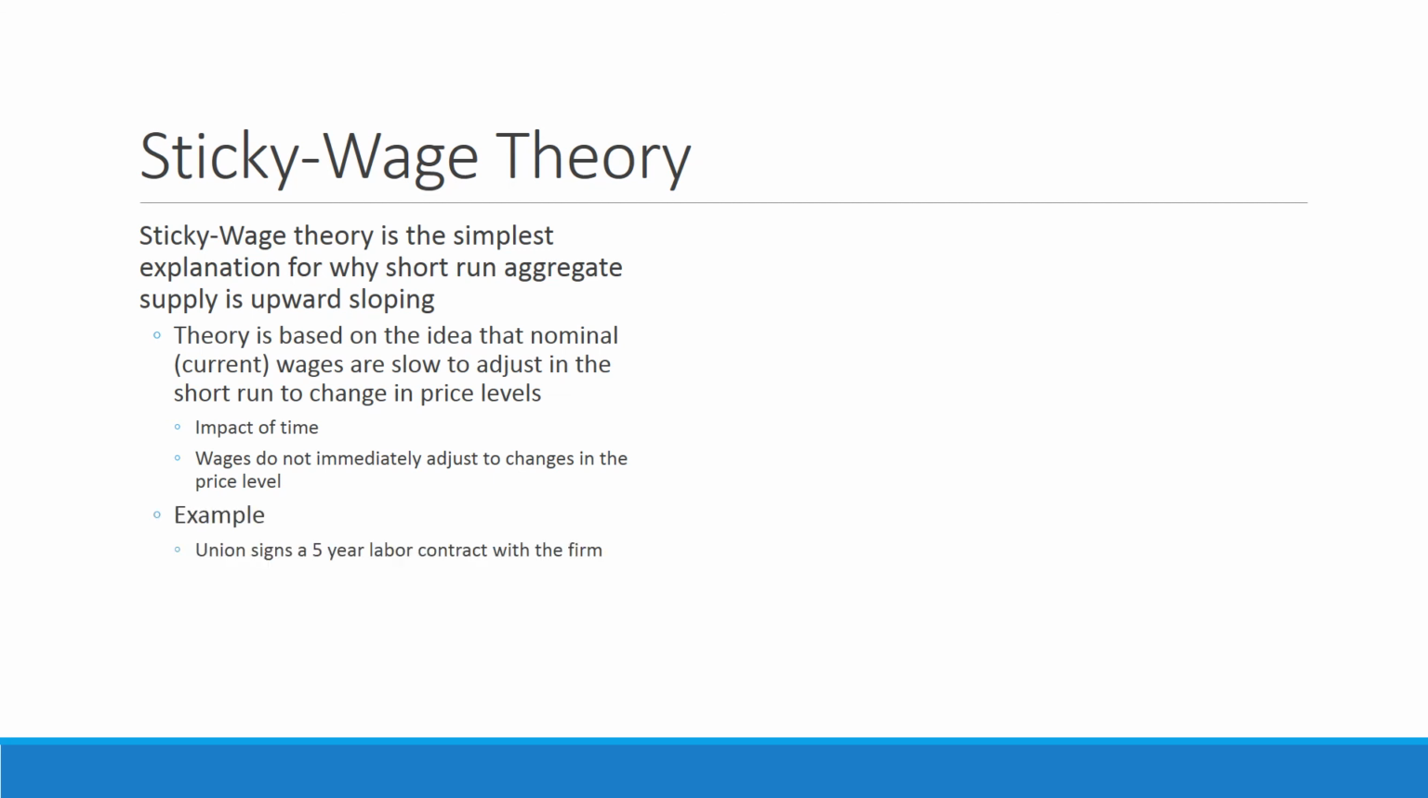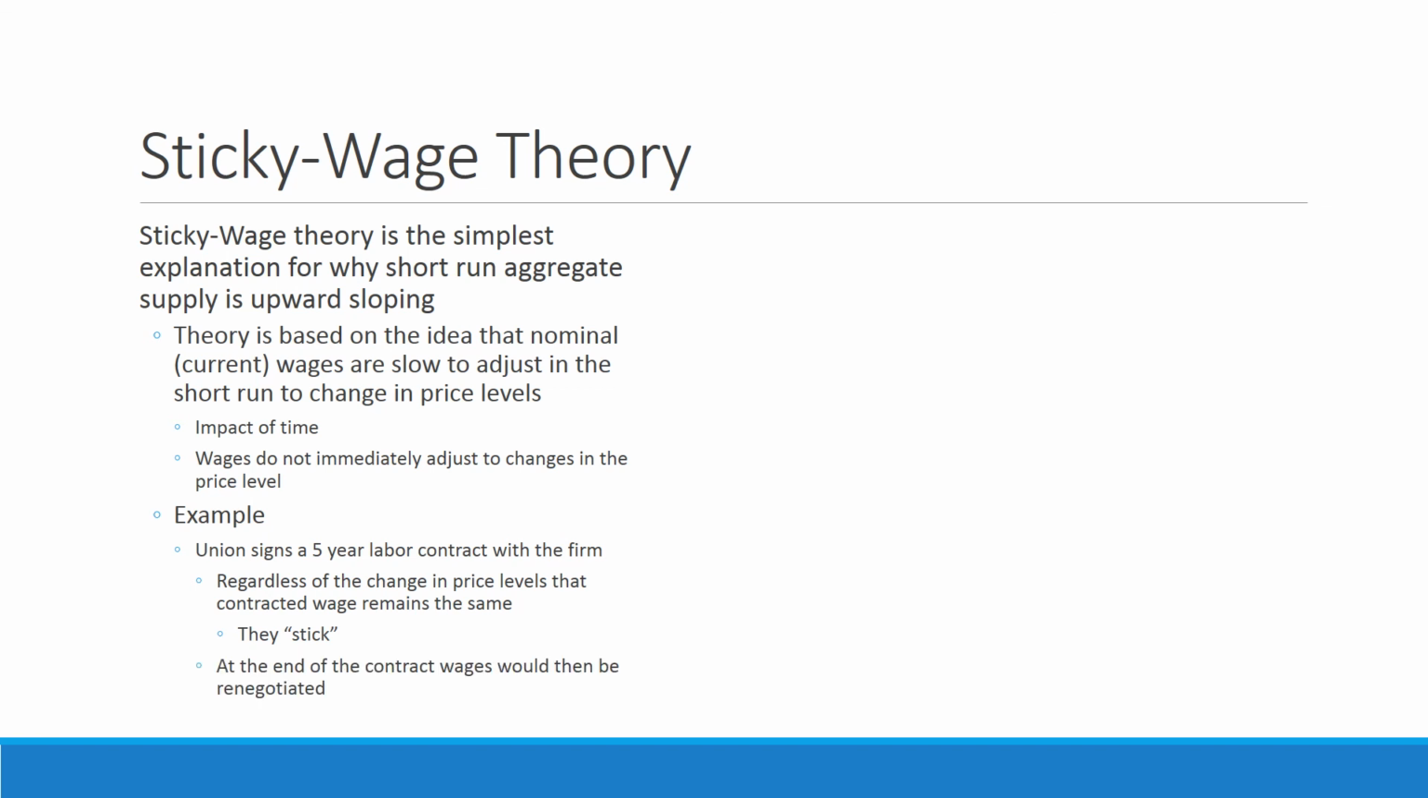If the union for any firm, any company, signs a 5-year labor contract with that firm, regardless of the change in the price levels during that 5-year term, contracted wages are going to remain the same because that's the contract. As teachers, we sign a contract at the beginning of a year that this is going to be our pay. I don't care what happens in the economy, but my pay is not going to change during that length of that contract. Now, it may change at the end of that contract, but during that contract, it's not changing. They stick. That's this concept of sticky wage theory. At the end of the contract, wages would then be renegotiated.